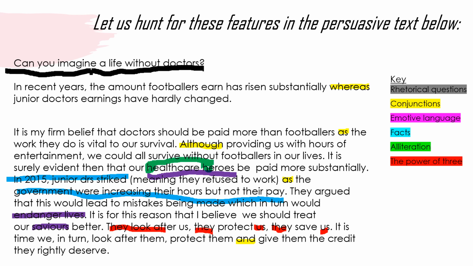And you'll notice that very, very end sentence is repetitive of this. So it kind of copies what they did before. This time it mentions, instead of us, them. Look after them, protect them, and give them the credit they rightly deserve. Remember, the power of 3 really helps readers think, ooh, make them listen, make them believe you. Well done for spotting those if you did. If you didn't, read through the text again and have a think about what you can do in your own writing later this week.